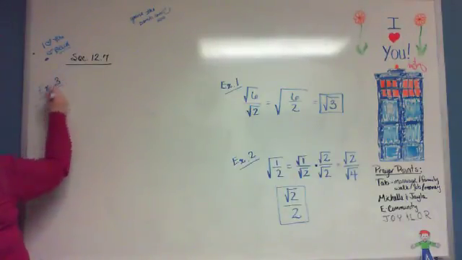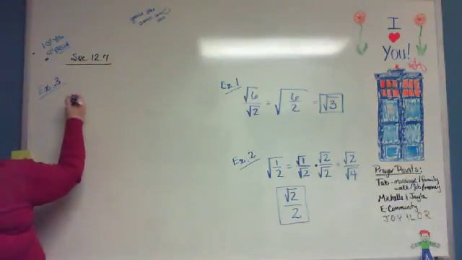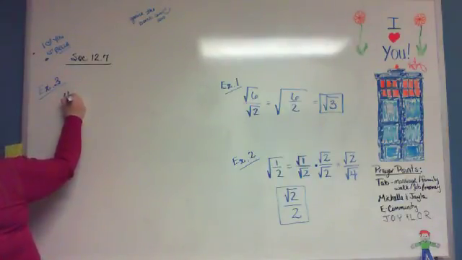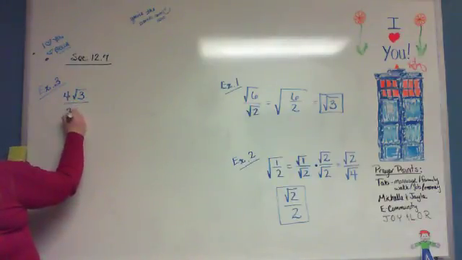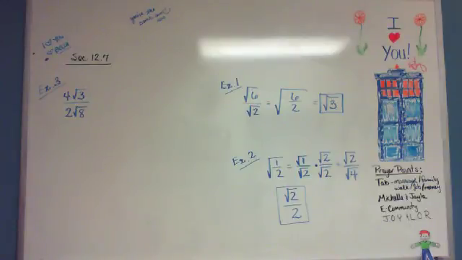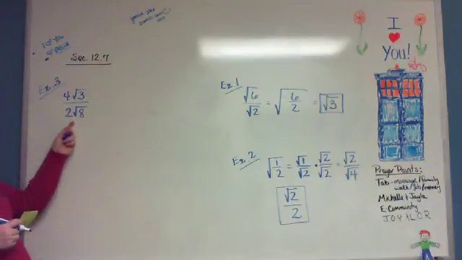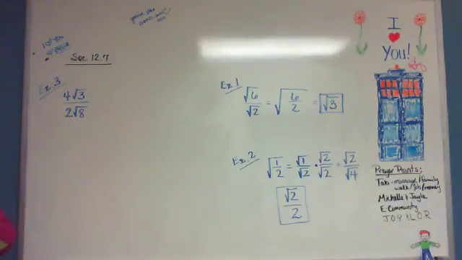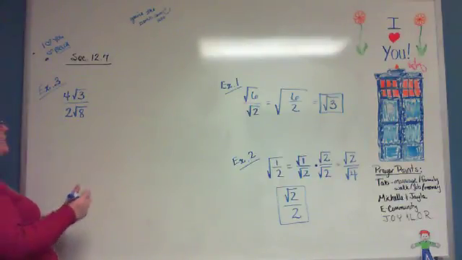Example 3. 4 square roots of 3 over 2 square roots of 8. Now remember, my goal isn't to multiply it by whatever's on the bottom. My goal is to make sure that I can take the square root of whatever's on the bottom. That whatever's underneath that radical, I can take the square root of it.